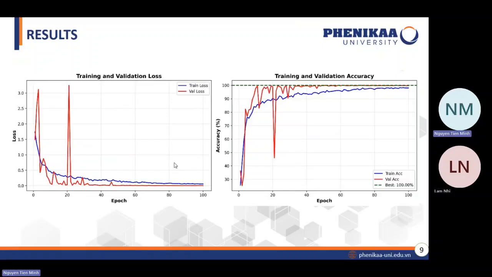On the accuracy plot, both training and validation accuracies increase rapidly, surpassing 90% within the first few epochs. After around 30 epochs, the validation accuracy approaches 100% and remains stable with minimal fluctuation. The training accuracy follows a similar trend, steadily improving and eventually aligning closely with the validation curve. This demonstrates that the model is able to fit the data well and maintain strong generalization performance on unseen validation samples.